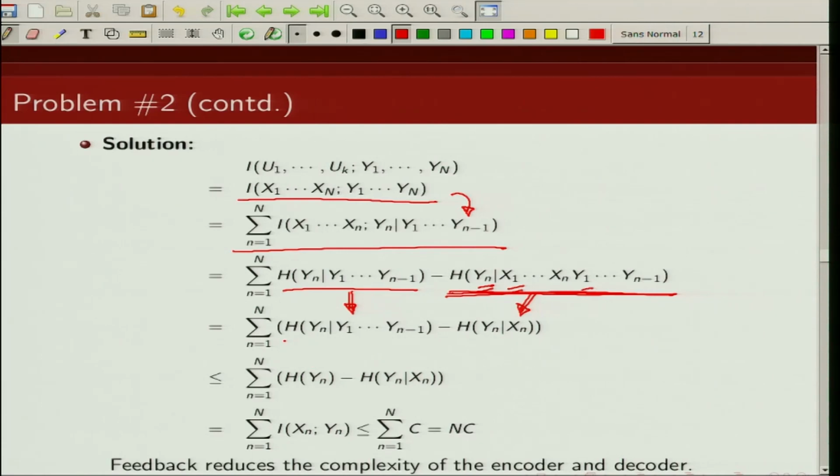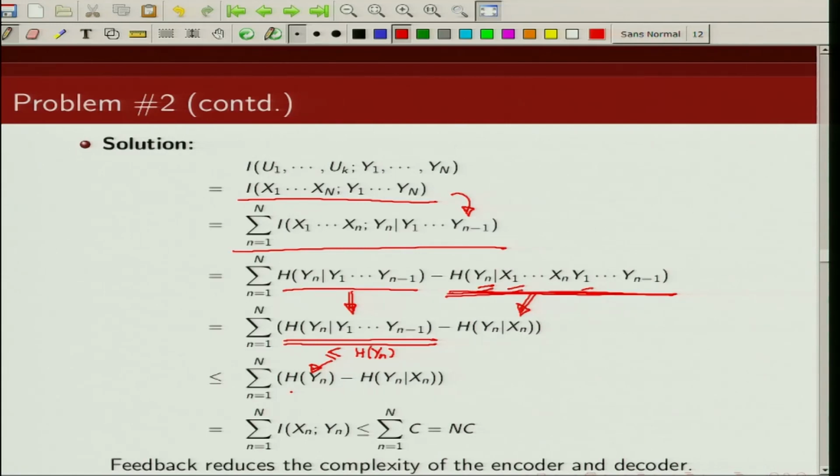Now, we can further simplify this term. This is entropy of yn given y1, y2, up to yn minus 1. Now, we know that conditioning cannot increase entropy. So, each of these individual terms will be less than uncertainty in yn. So, invoking that property, we can write this as less than or equal to H of yn, and then we write it like this.